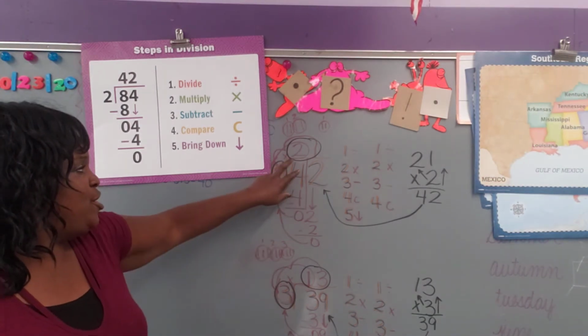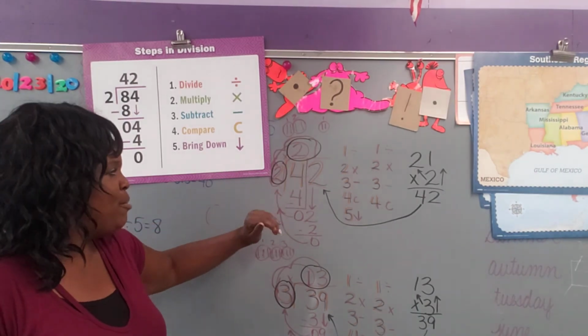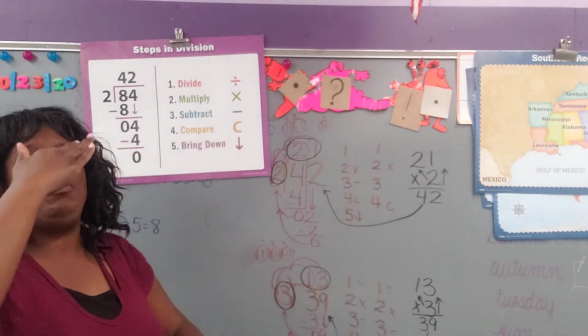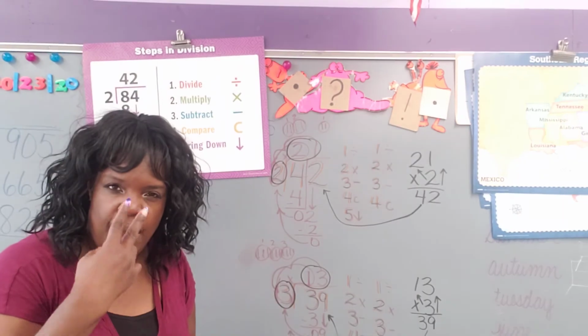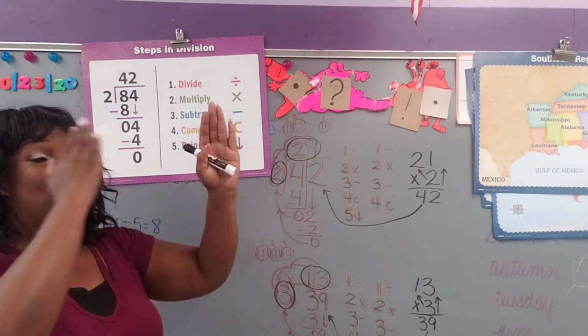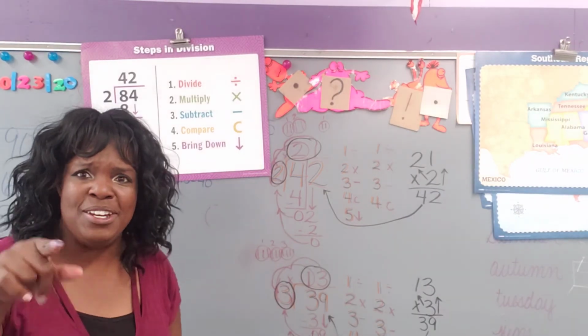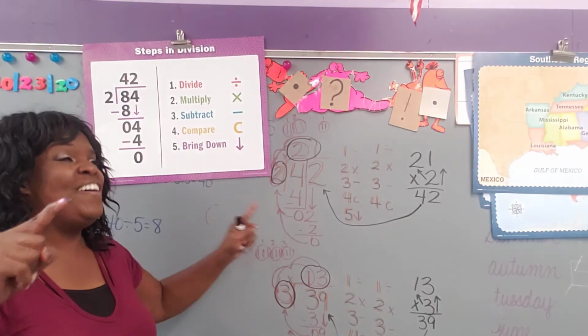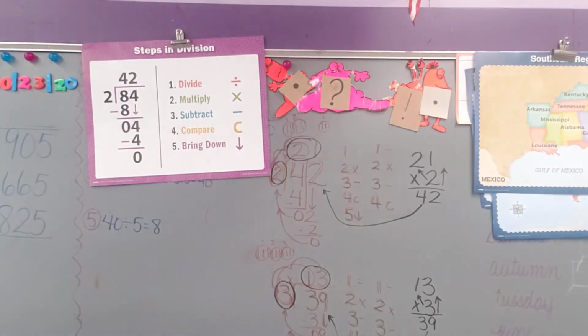All you have to do is break the numbers down and do your 5 steps of division. Divide, multiply, subtract, compare, bring down. I'm watching you. 5 steps of division. Divide, multiply, subtract. What am I doing? I totally did it wrong because I was worried about you doing it right. Ready? 5 steps of division. Divide, multiply, subtract, compare, bring down.